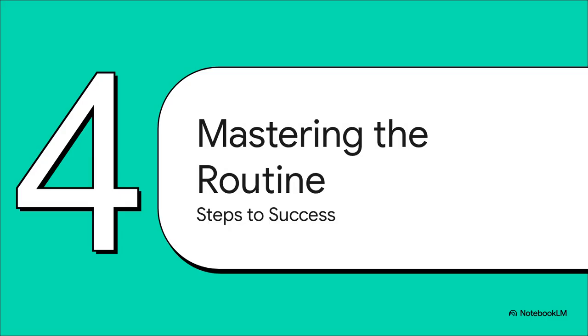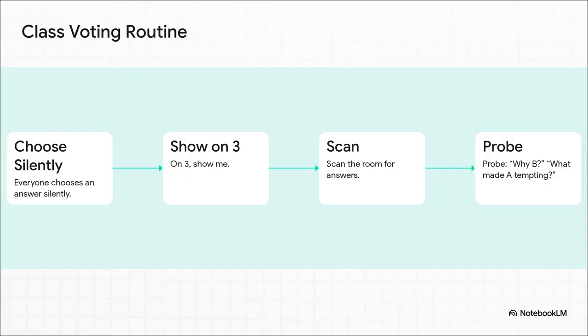Okay, so the why is pretty clear. Now let's get into the how. The real power of class voting comes from having a simple, repeatable routine. Nailing this process is what makes it all click. It's a dead simple 4-step process.